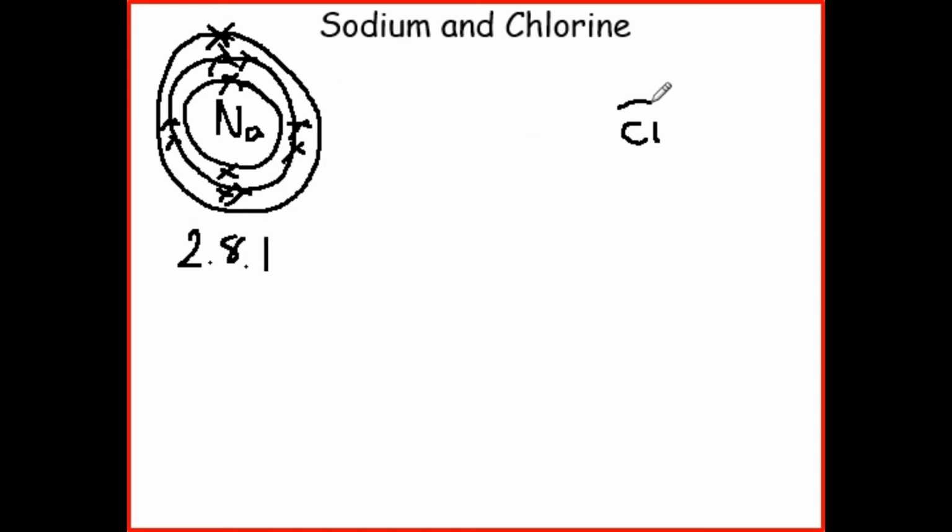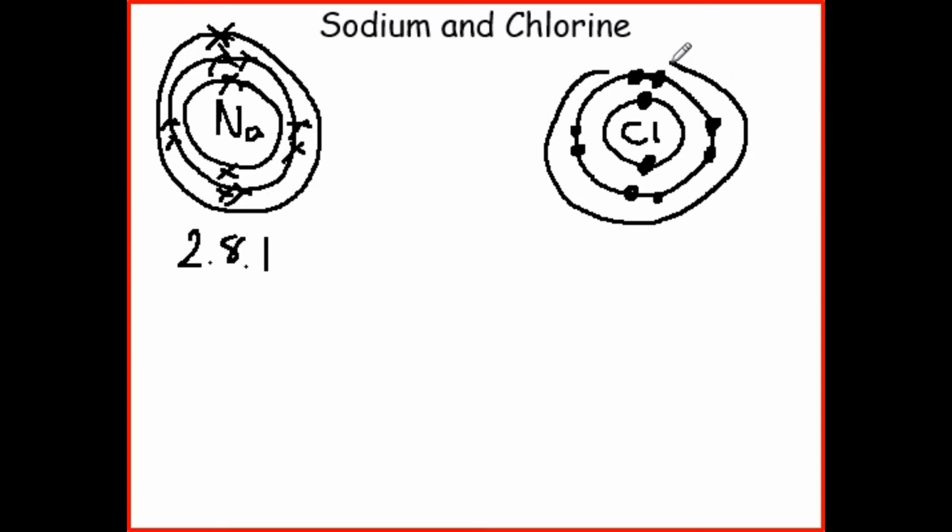And if we do the same for our chlorine, but this time notice we're going to use dots. So when it comes to doing dot and cross diagrams to show bonding, one element must be using dots and the other must be using crosses. It's kind of given in the name. It's called a dot and cross diagram for a reason, not a cross and cross or a dot and dot diagram. It is a dot and cross diagram. So what we're then going to do is just fill out, there we go. So 2.8.7. So there's our sodium atom, there's our chlorine atom.